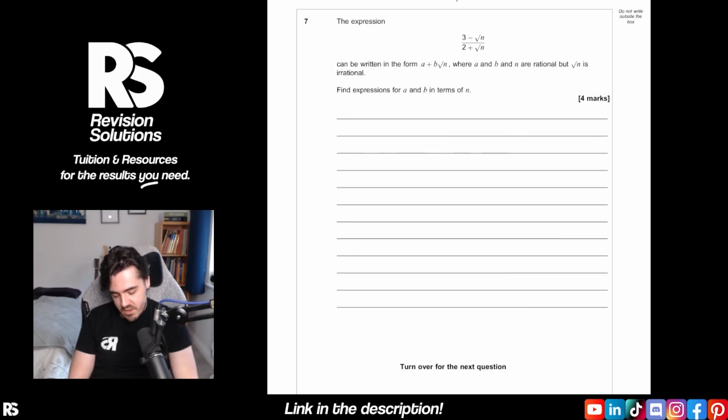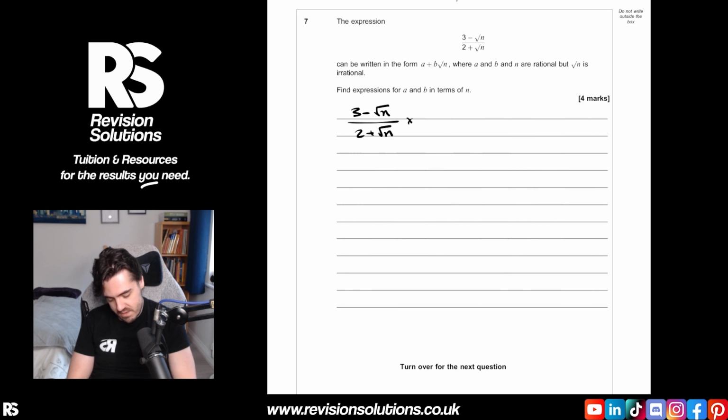Question 7 says the expression 3 minus root n all over 2 plus root n can be written in the form a plus b root n, where a and b and n are rational, but root n is irrational. Find expressions for a and b in terms of n. So to write it in this form, we're going to have to rationalize the denominator. So we're going to take our starting fraction, 3 minus root n over 2 plus root n, and multiply by 2 minus root n over 2 minus root n.